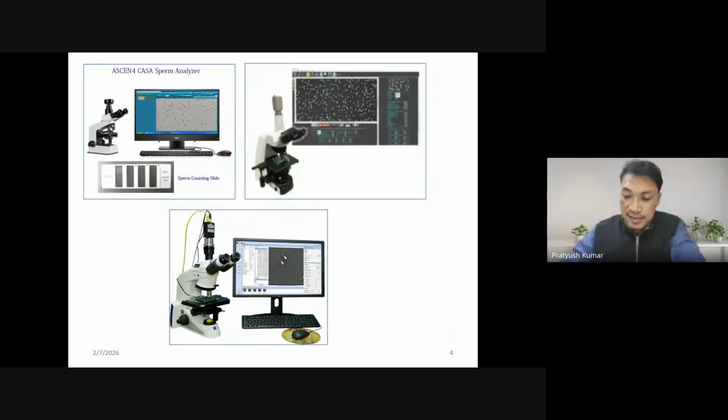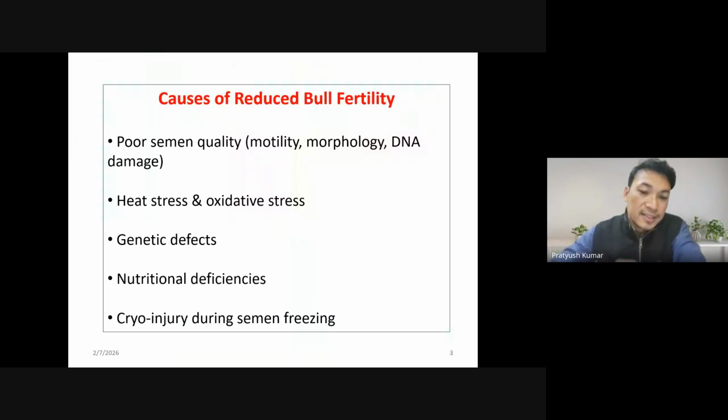So now I'm talking about semen cryopreservation. Many chemicals are involved, like glycerol. Glycerol is the main cryoprotectant agent, used to give minimum cryo injury during the cryopreservation process. So that's very important.